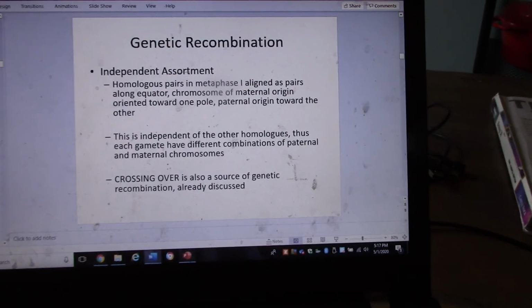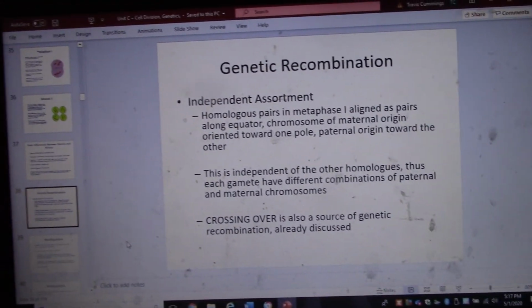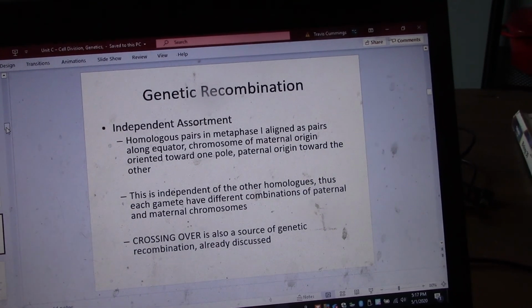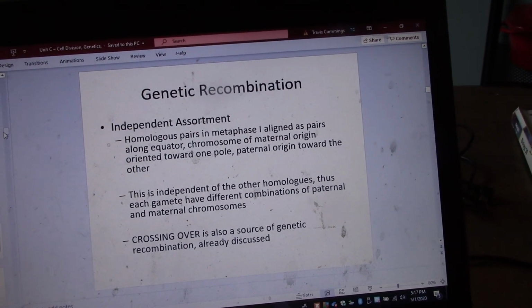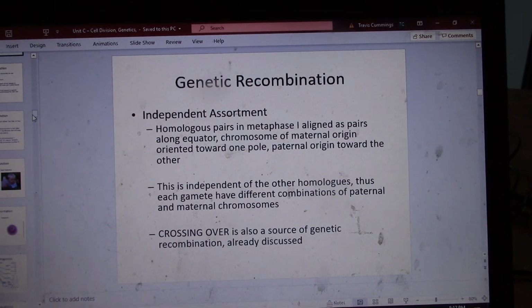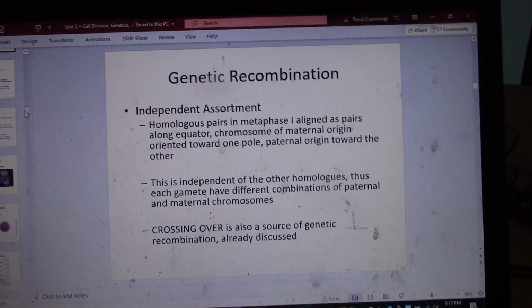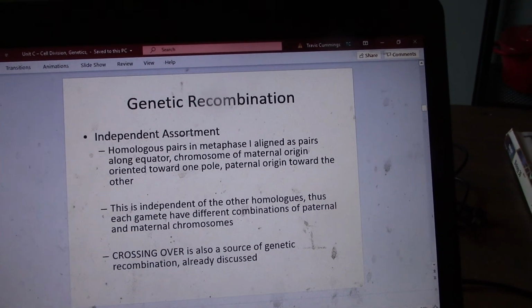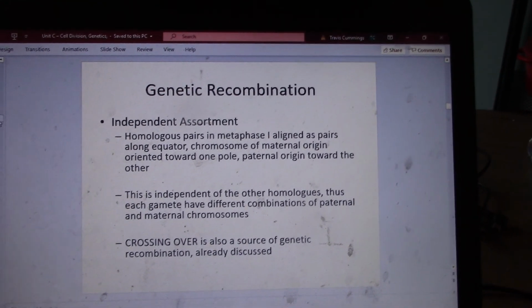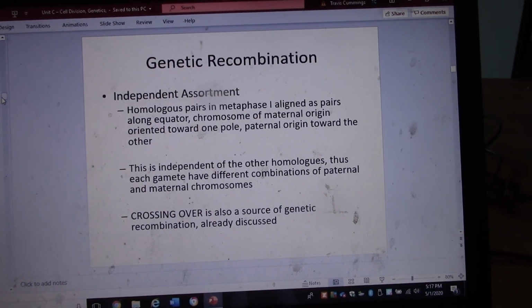So that's all I'm going to talk about today. I will likely add another lesson tomorrow or early next week on different types of reproductive strategies, and after that we'll be on to Mendel.